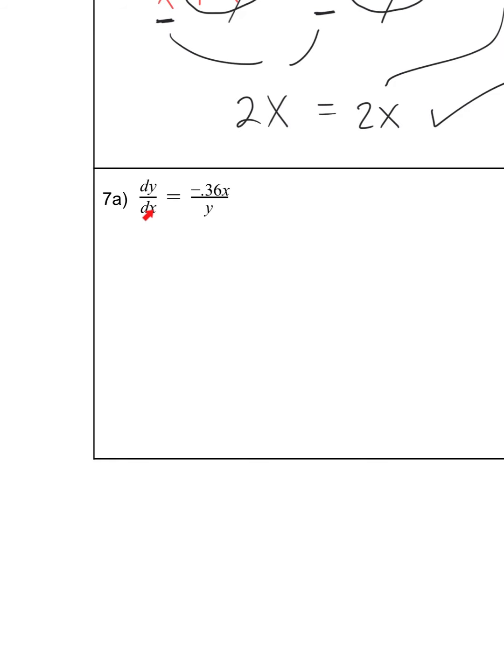So the dx moves over to the right, so we multiply by dx over 1. So these cancel. I have dy is equal to negative 0.36 x dx all over y. Now the y needs to move over. The y is in the denominator, so we're going to multiply both sides by y. So we end up with y dy on the left. On the right, these cancel, and I'm left with negative 0.36 x dx. So my variables are separated.